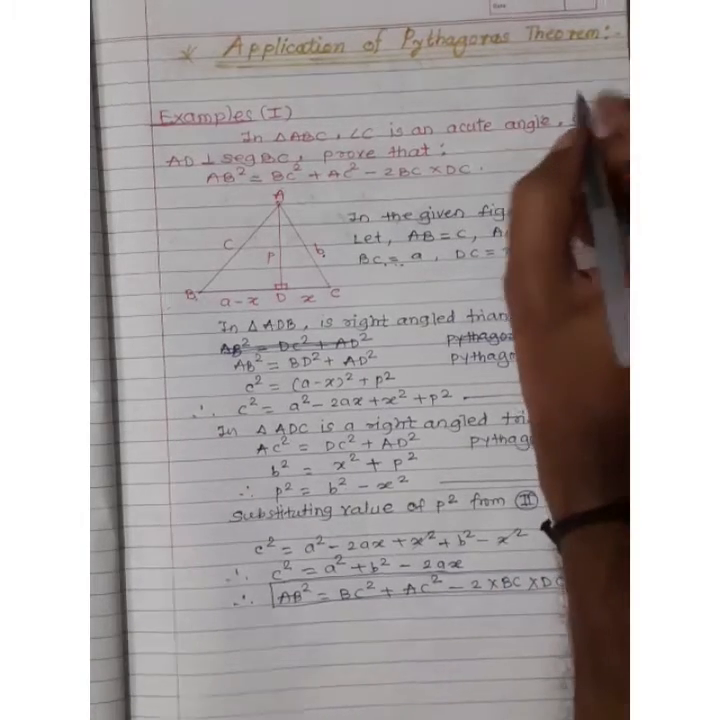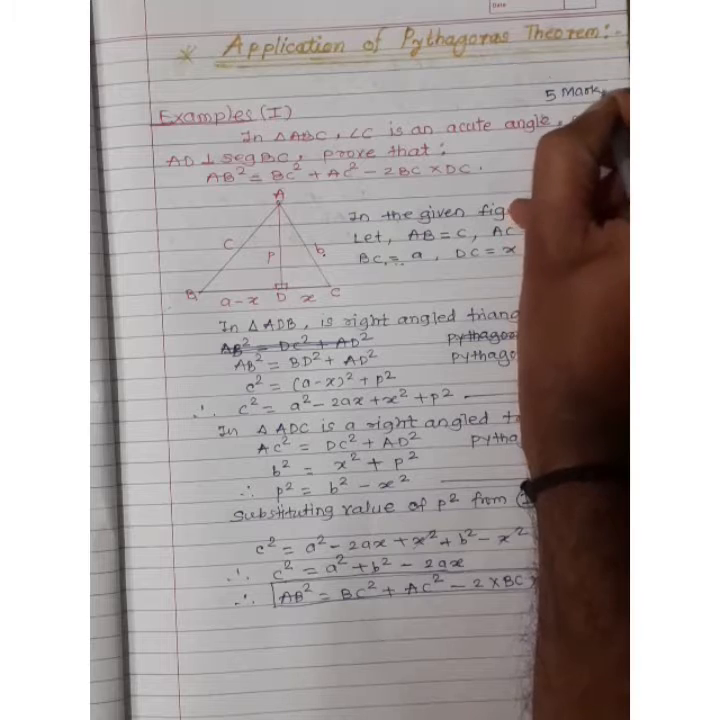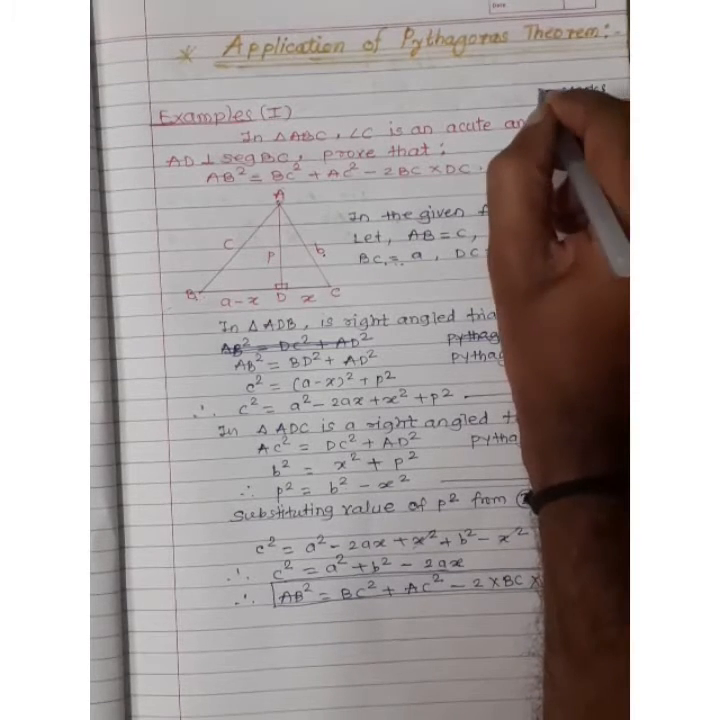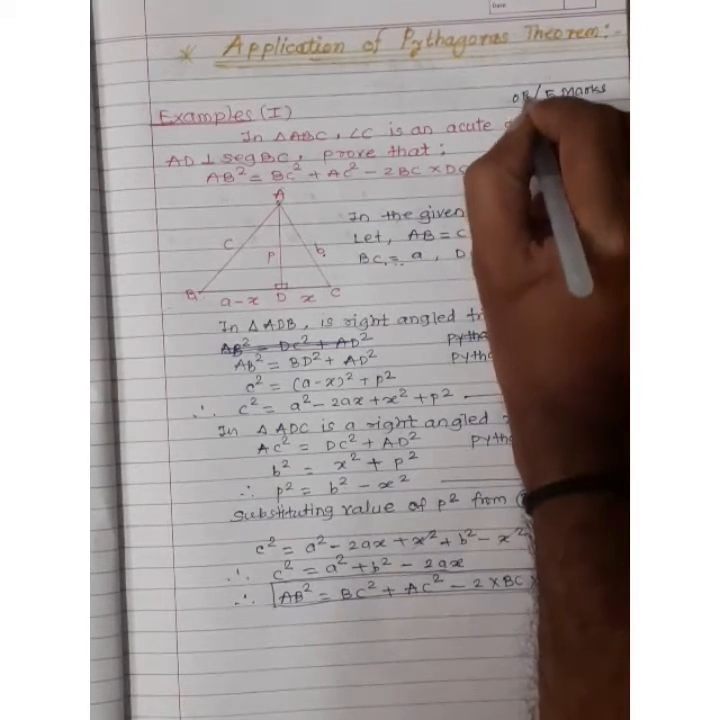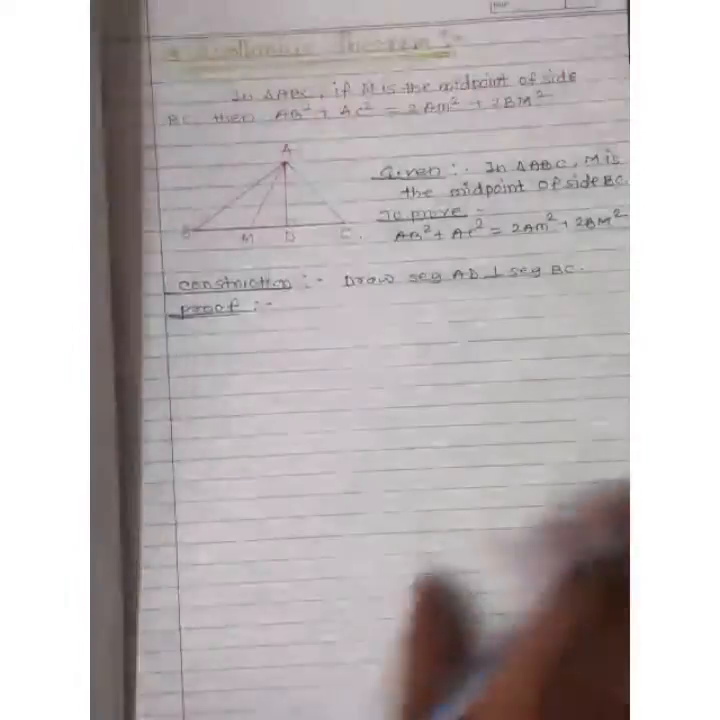This is a 5 marks or 3 marks question. This is the example. Next one is the second example.